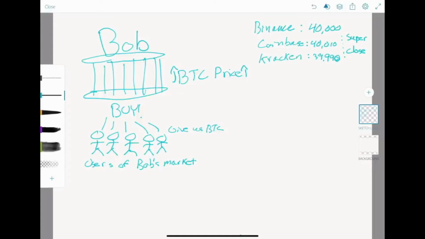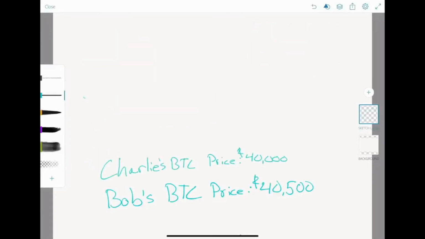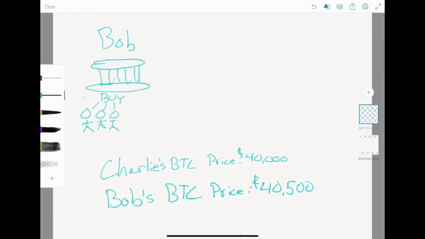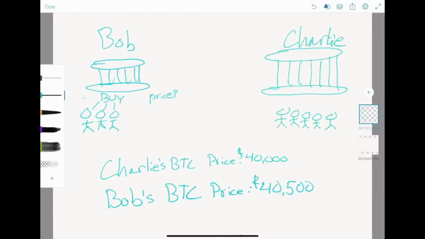But wait, if this is true, why does the price of Bitcoin stay around the same no matter which exchange you look at? Because of arbitrage. Now let's say Bob's value of Bitcoin is $40,500. Market maker Charlie has had Bitcoin listed for several years. Its supply and demand fluctuates steadily with the market, and the price of Bitcoin is stable here around $40,000 even.